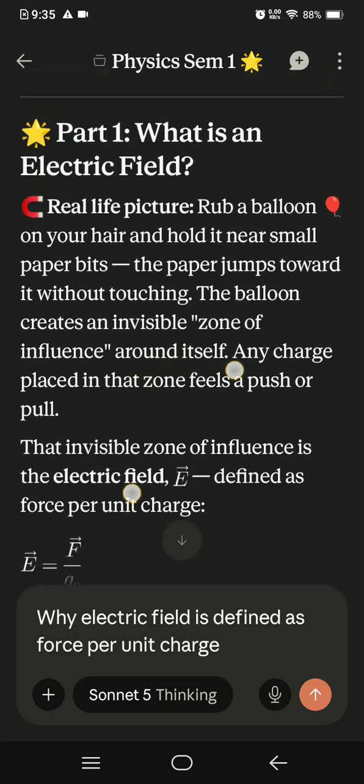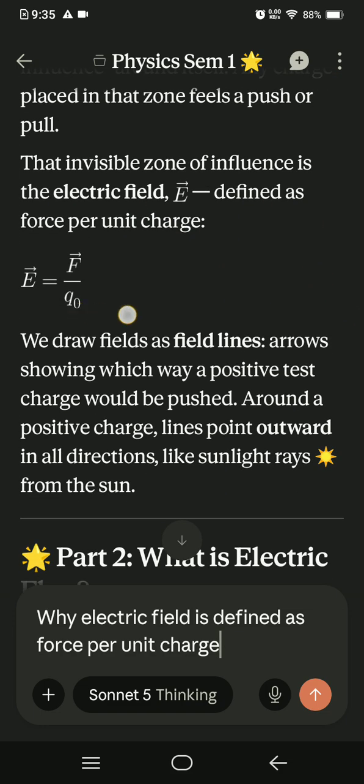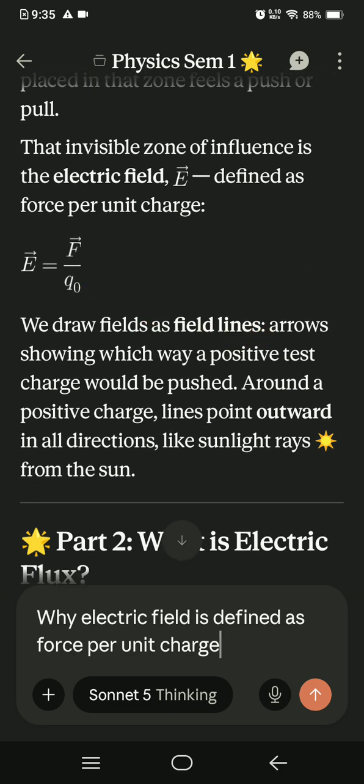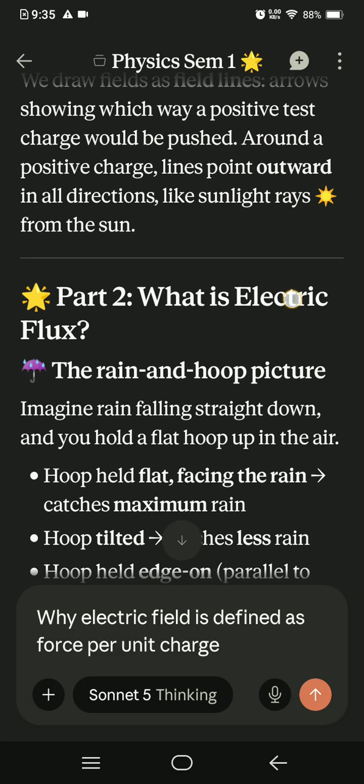So electric field, as we all know, is the field of influence, the zone of influence. Here is the formula. And field lines, we take a positive test charge as arbitrary, and according to whatever impact it experiences, we draw the lines. Around a positive charge, obviously the positive charge would be pushed away, so the lines point outwards in all directions.